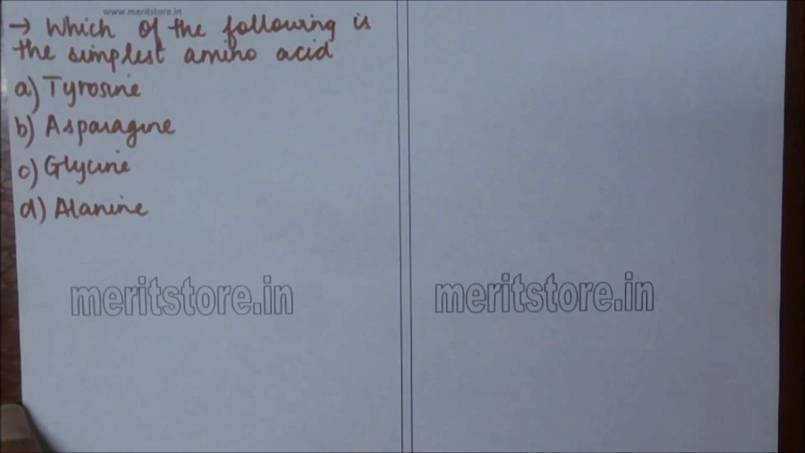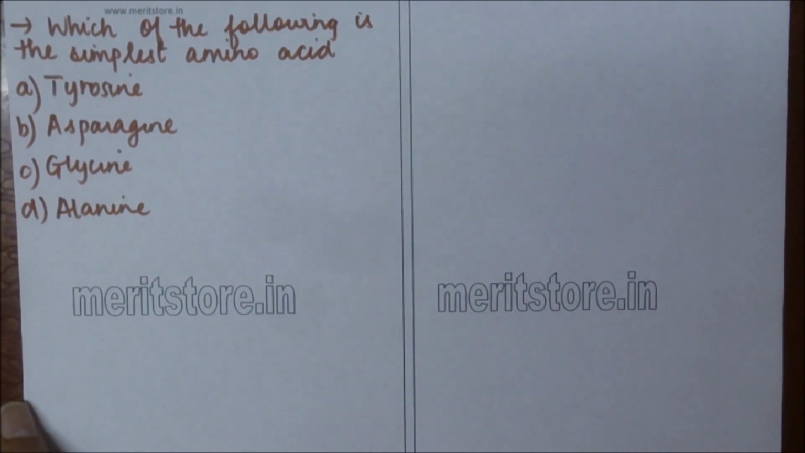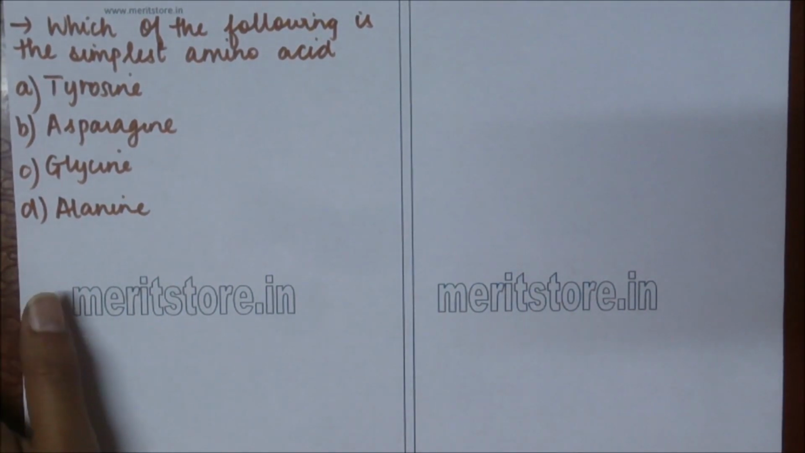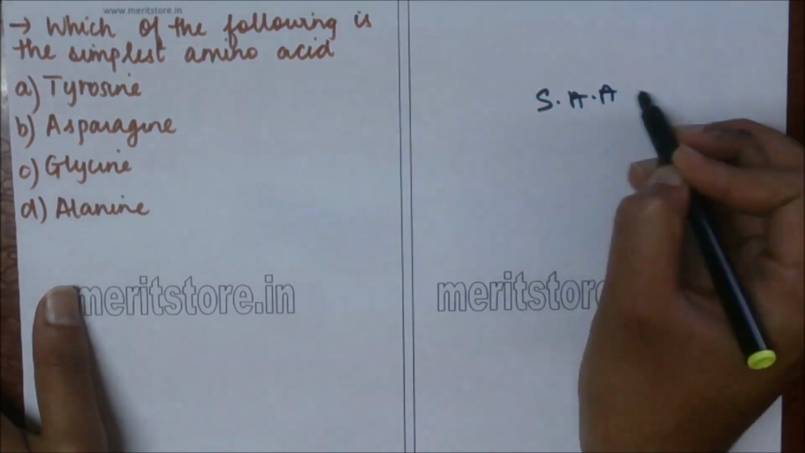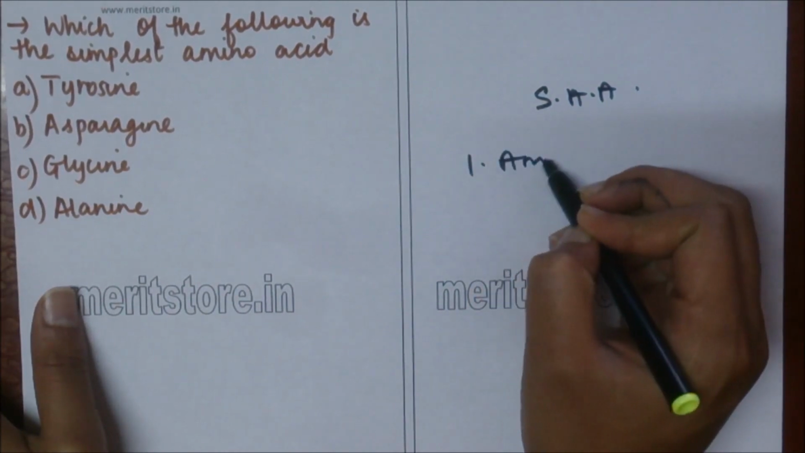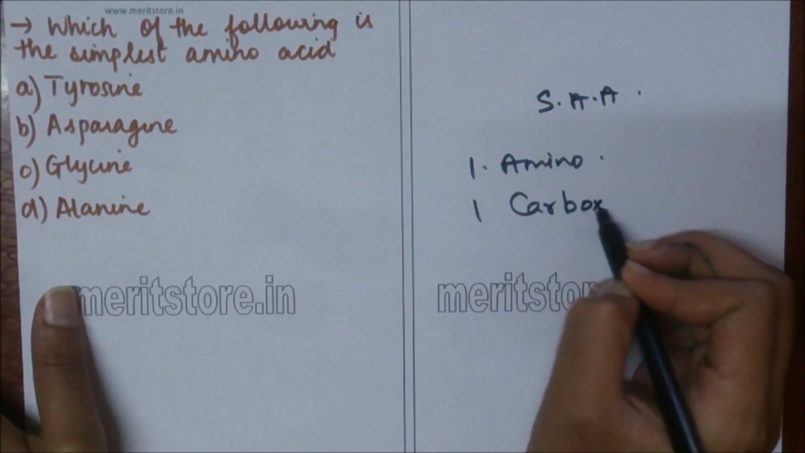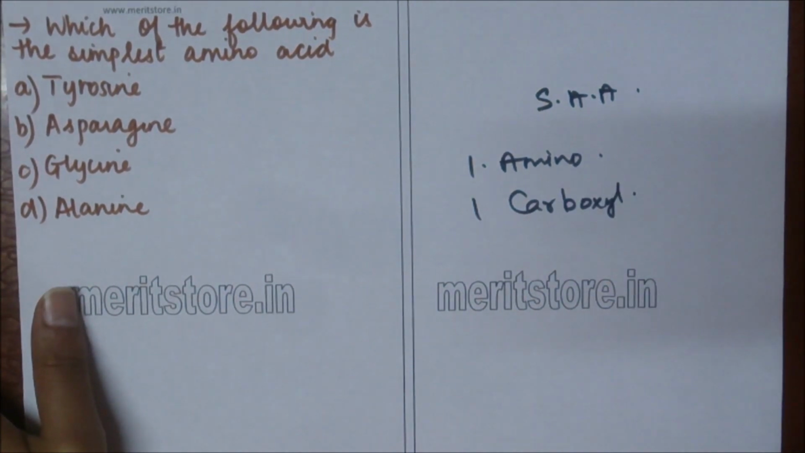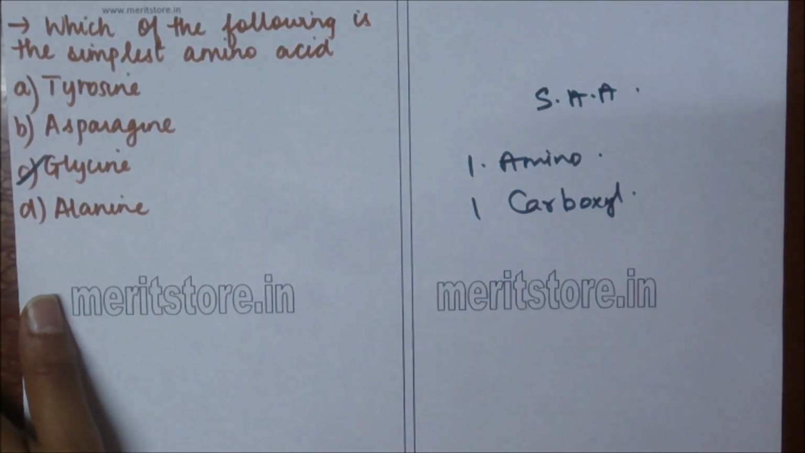Which of the following is the simplest amino acid? A. tyrosine, B. asparagine, C. glycine, D. alanine. Glycine is considered as the simplest amino acid as it possesses only one amino group and one carboxyl group, and neither substituent nor functional group is present. So option C, glycine, is the simplest amino acid.